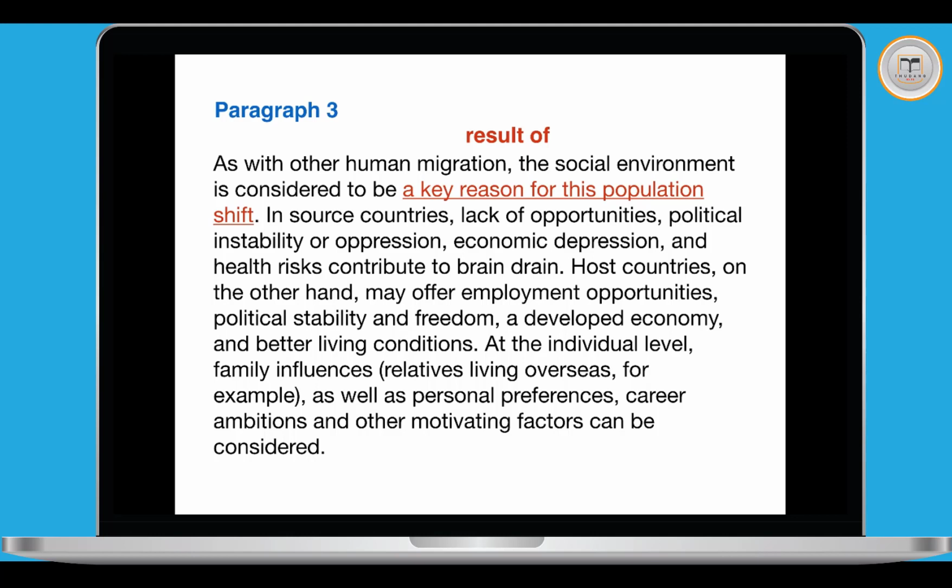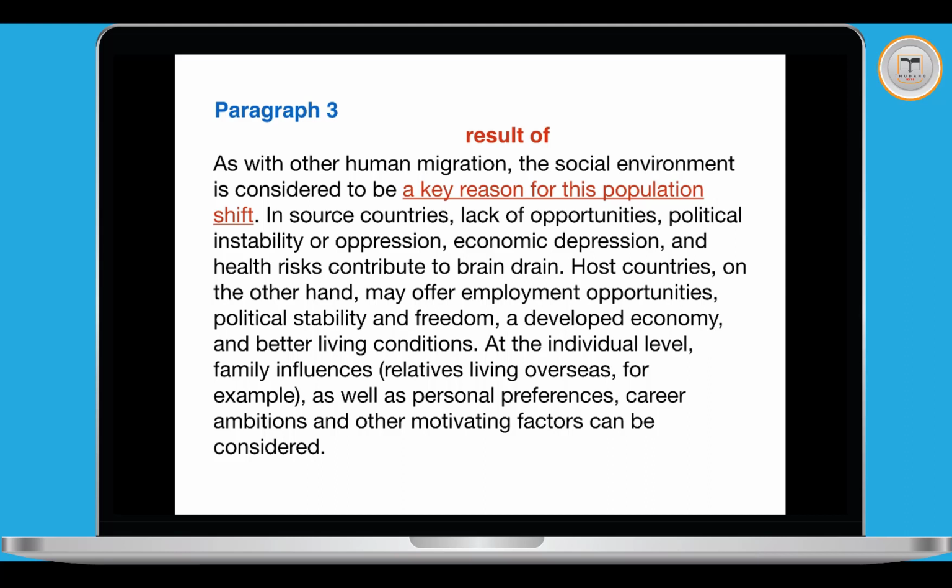What is it the result of? So we're going to find the answer here. Let's keep reading. In source countries, lack of opportunities, political instability or oppression, economic depression and health risks contribute to brain drain. Host countries, on the other hand, may offer employment opportunities, political stability and freedom, a developed economy and better living conditions. At the individual level, family influences, relatives living overseas, for example, as well as personal preferences, career ambitions, and other motivating factors can be considered.